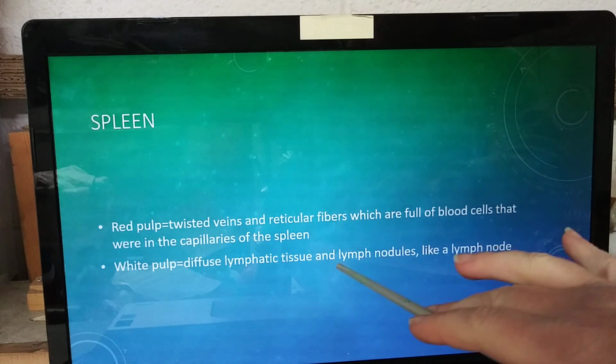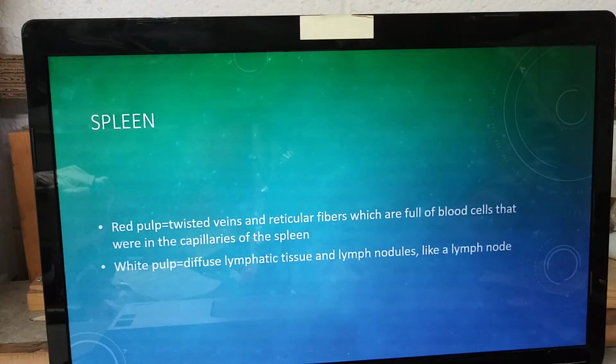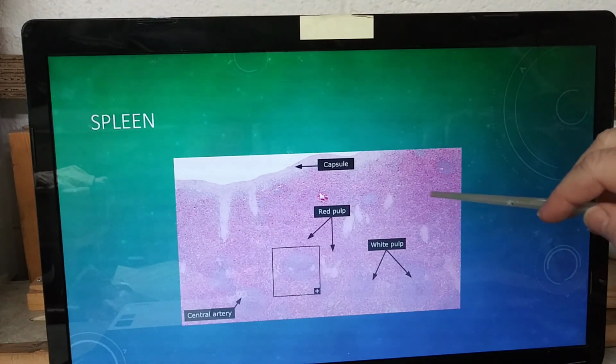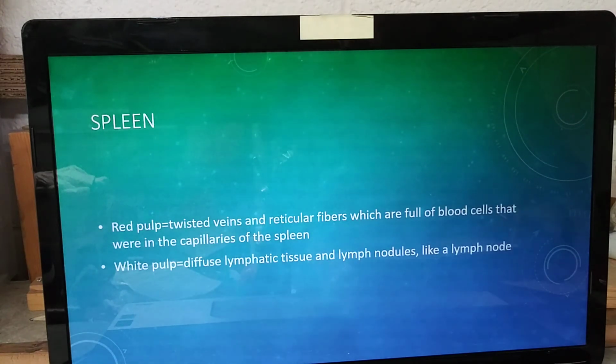consists of twisted veins and reticular fibers, which are full of blood cells that were in the capillaries of the spleen. So if we go back and look at that, you can see all those little red dots. Those are red blood cells. The white pulp is made of diffuse lymphatic tissue and lymph nodules, just like in a lymph node.